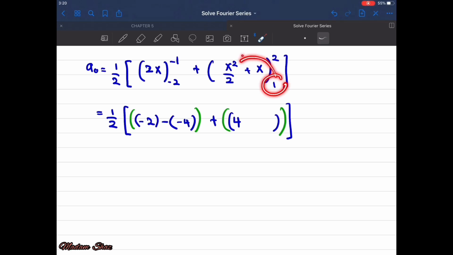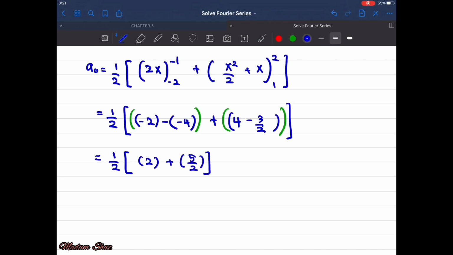Substitute the second limit 1 to the position of x. So this one will become 1 to the power of 2 divided by 2 plus 1 will become 3 over 2. Therefore minus 3 over 2. So now simplify the whole thing. 1 over 2, negative 2 minus minus 4 will become positive 2, plus 4 minus 3 over 2 will become 5 over 2. So 2 plus 5 over 2 multiply with 1 over 2. So the answer will become 9 over 4. So this is the answer for a0.